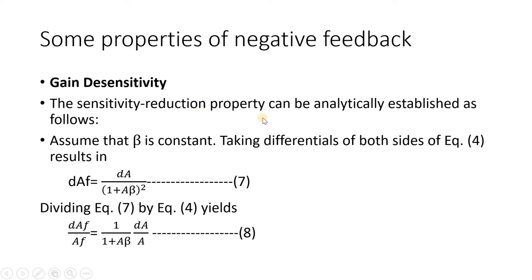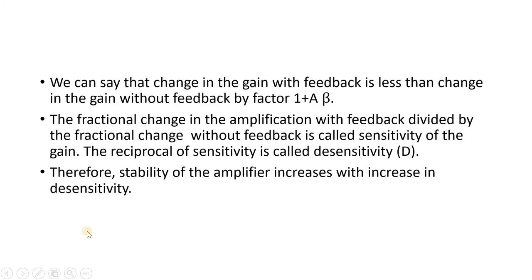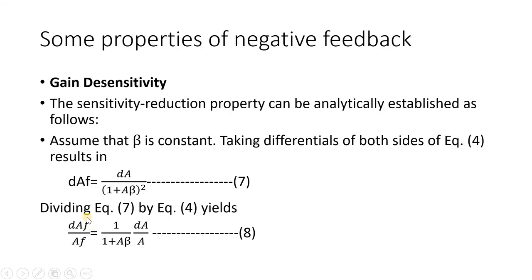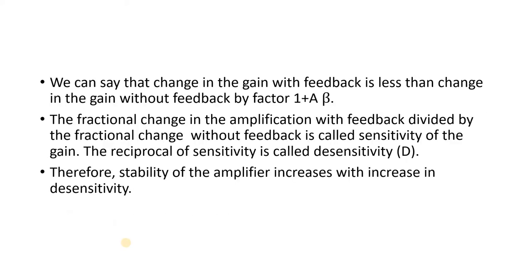So the sensitivity reduction property can be analytically established as follows. Here they have directly given the formulas, like what is dAf, the change in Af, that is the gain of the feedback amplifier. It is going to be changed by the factor 1 divided by 1 plus A into beta. So in detail you need to explain this.